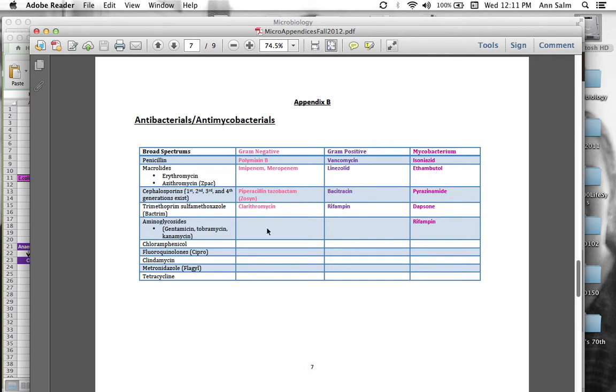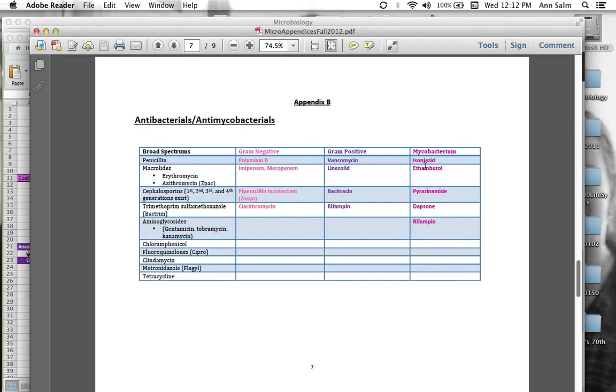So each column is designated to a particular bacterial pathogen. The broad spectrums will have a spectrum of activity that will cover both gram-positive and gram-negative. There are a few, like your metronidazole, which can also treat fungal, but we'll get into that later in Unit 3. Your gram-negative treatments would be this second column, the polymyxin B, imipenem and meropenem, piperacillin-tazobactam, or chloramphenicol. Gram-positive treatments, vanco, linezolid, bacitracin, and rifampin, although I think rifampin, you can see here, also treats mycobacterium.